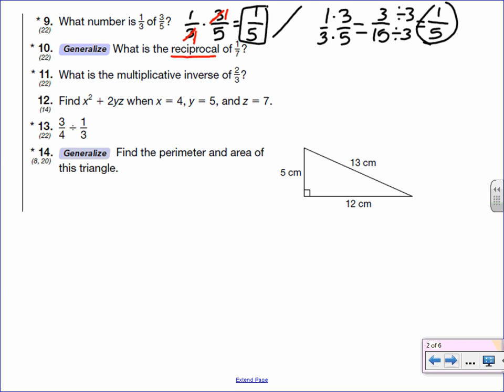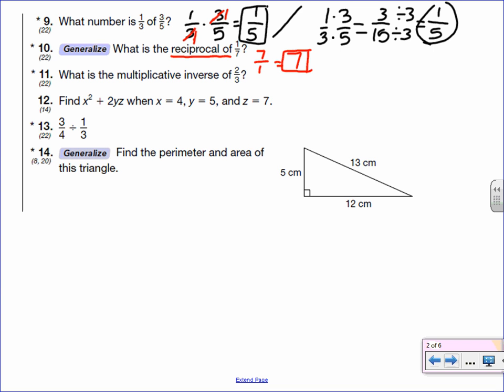The reciprocal of a fraction is the fraction flipped over. So if I have 1/7, I switch the numerator and the denominator. So the reciprocal of 1/7 would be 7 over 1, and we would just call that 7. Anything over 1 is just the top number.